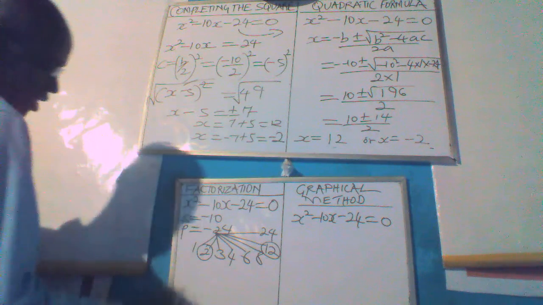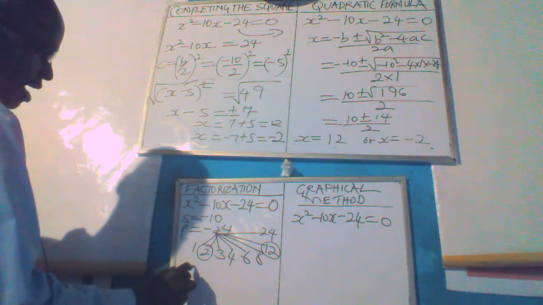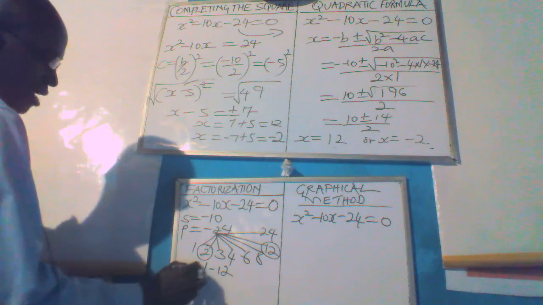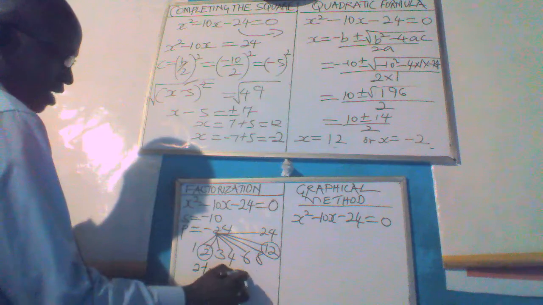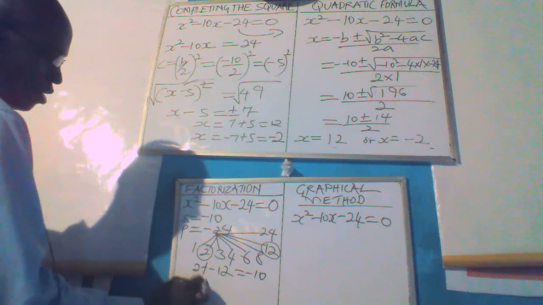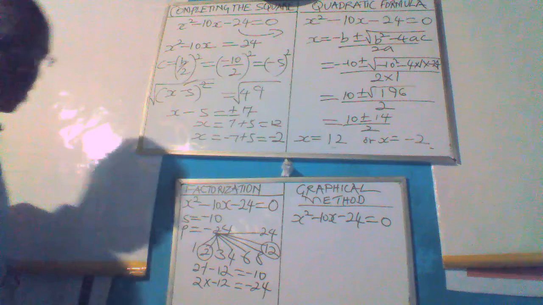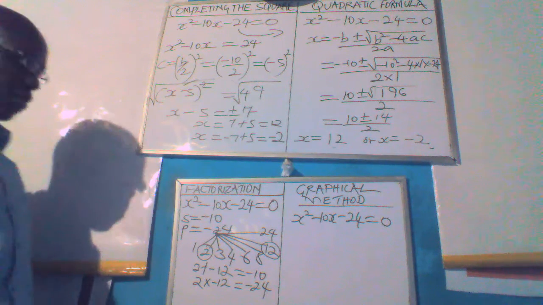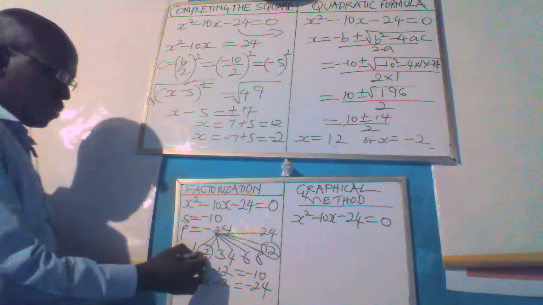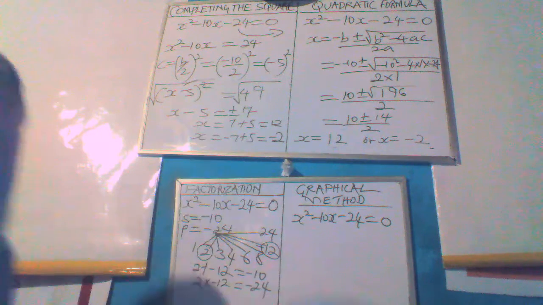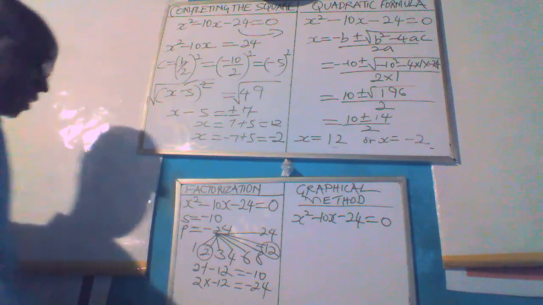Now, if we take the factors as positive 2 and minus 12, then when you add 2 plus minus 12, you should get minus 10, and when you take 2 times minus 12, you should get minus 24. Therefore, the appropriate terms for this expression are 2 and minus 12. So we are going to use 2 and minus 12 to represent the middle term.